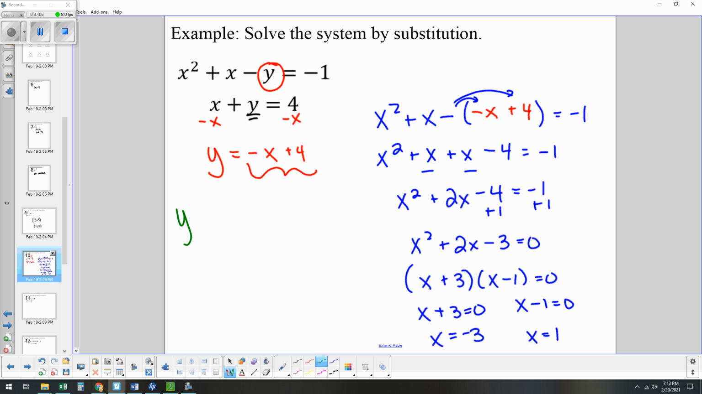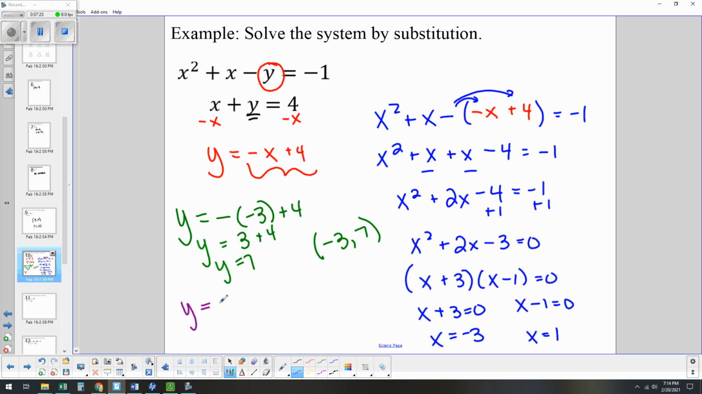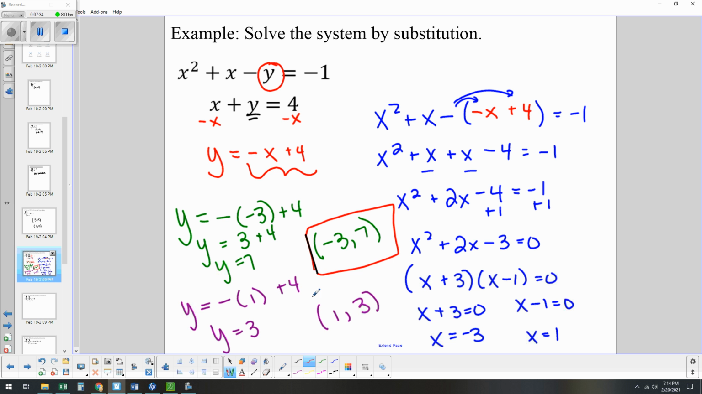So we're going to have y equals negative x plus 4. So that's 3 plus 4, or 7. So that's a solution of negative 3, comma 7. And then I'm going to plug in 1 as well. So y equals negative 1 plus 4, which is a 3. So that's 1, comma 3. So those are my two solutions for this particular system.